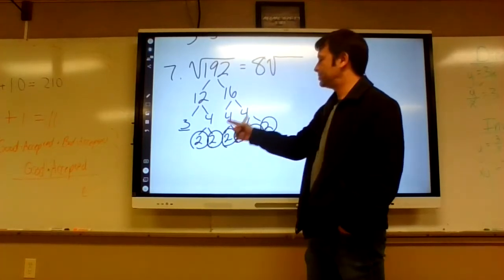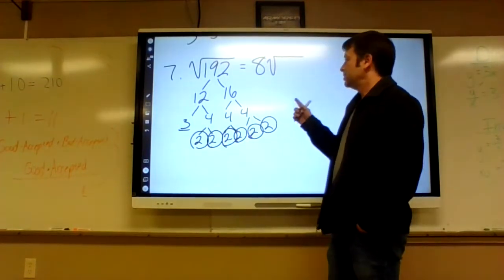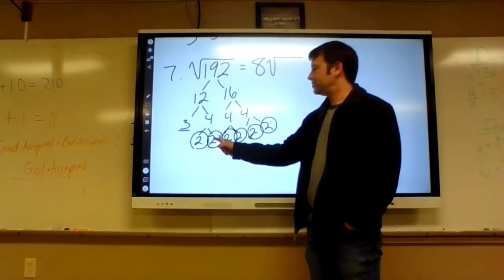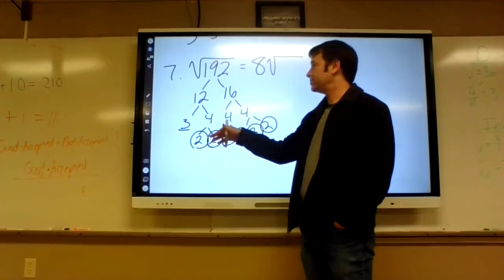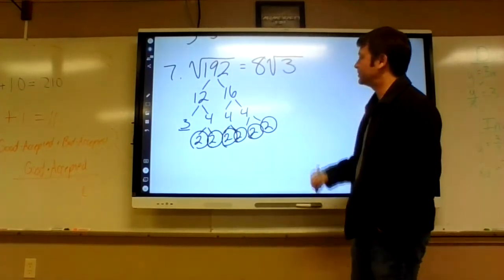What comes out is 2 times 2. All this stuff is multiplied together. 2 times 2 times 2 times 2 times 2 times 2 times 3 is 192. So anyway, when you take it out, it's still multiplied. Then the 3 is left over.